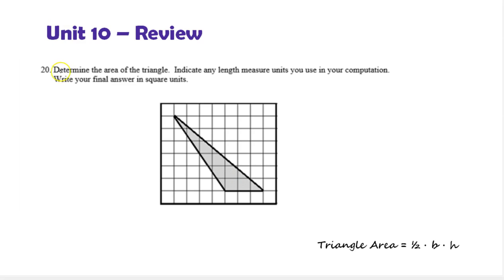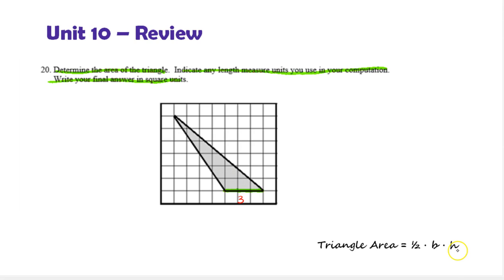Here we need to determine the area of the triangle, indicate any length measure units we use, and write our final answer in square units. So a triangle's area equals 1/2 times the base times the height. Again, the base doesn't have to be on the bottom, but in this case, I'm going to use this piece right here for the base because for either of these other sides, I can't determine the measure from this grid. So this is 1, 2, 3 units.